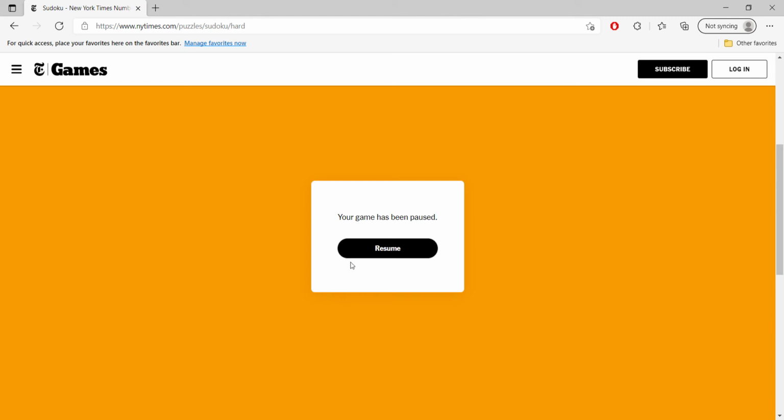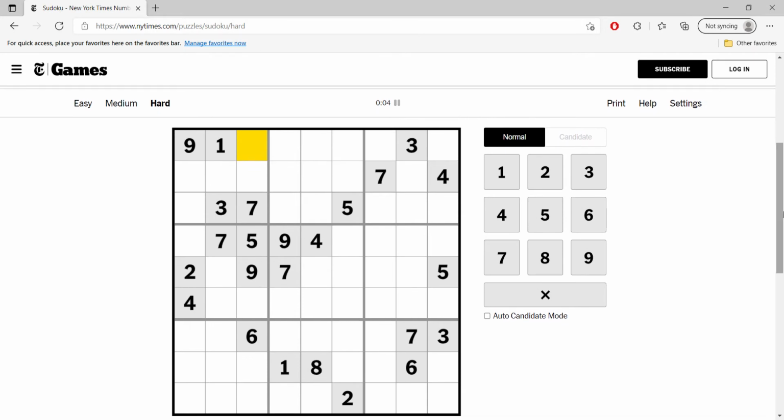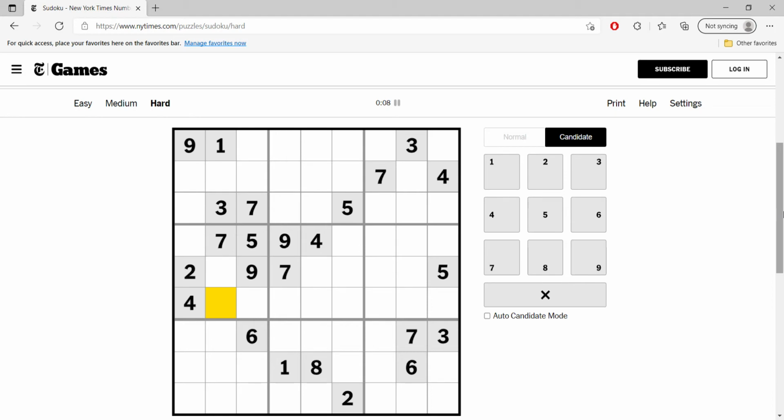Okay, this is the New York Times Hard Sudoku puzzle for September 16. So let's see, 1 is the same as 3. So we're missing 6, 8, 6, 8. So 6s are like this also, right? 1, don't know if you know much more about 1.